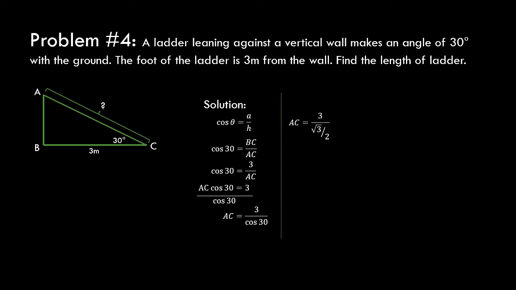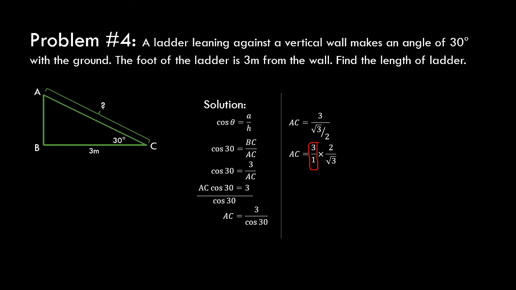Now, the value of cosine 30 is square root of 3 over 2. So what we're going to do in this part is cross multiply the numerator by the denominator, since the denominator is a fraction. So we get the reciprocal of that. We're going to get 2 square root of 3, and we're going to multiply that by 3 over 1.